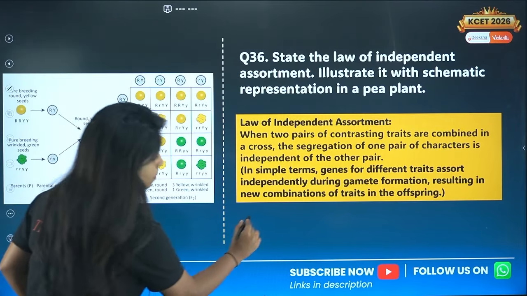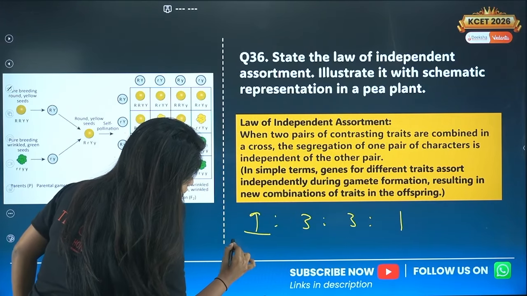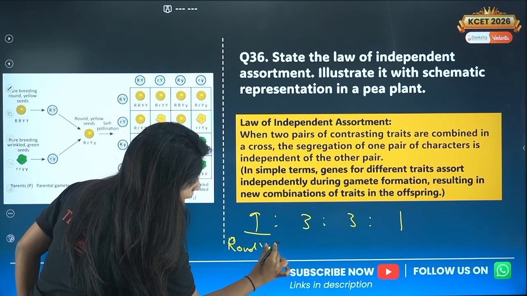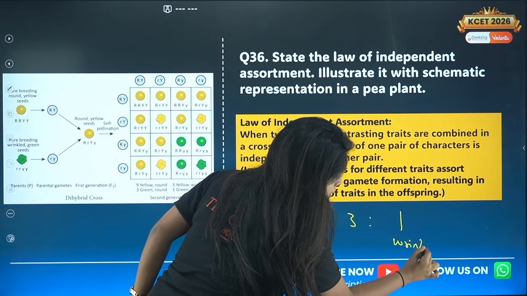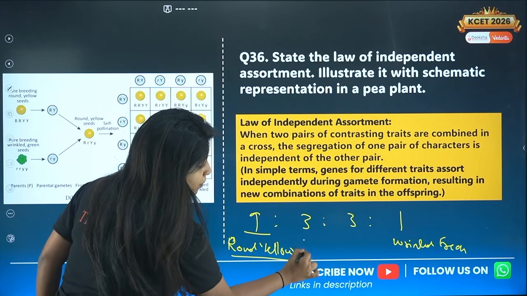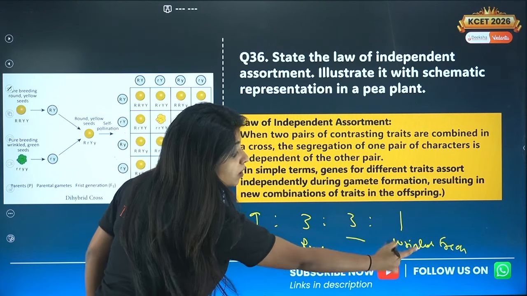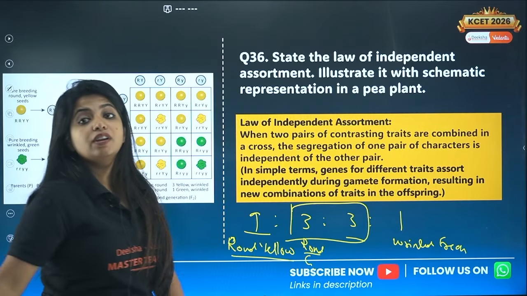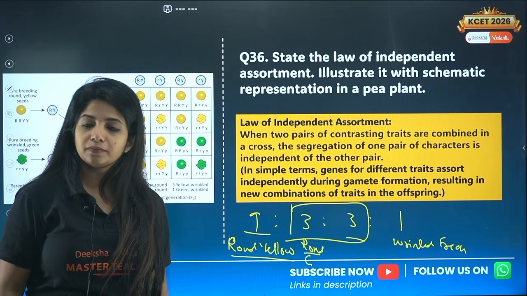And there's an easy way to remember it. 9:3:3:1. So 9 of them are what? Round and yellow, that is the parental dominant type. And 1 of them is the parental recessive type, which is wrinkled and green, my dear children. Over here you have to find the new combination. Round was with yellow, now you make it with what? Green. Wrinkled was with green, now you make it with what? Yellow. So 3 plus 3, 6 of them are going to be really new.